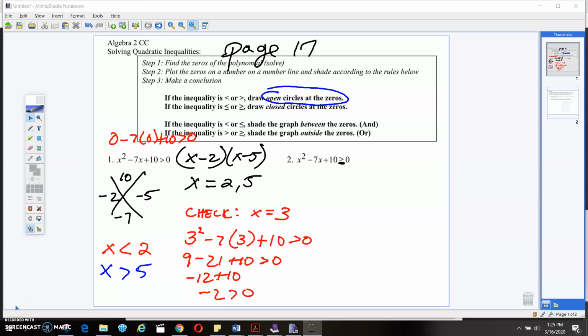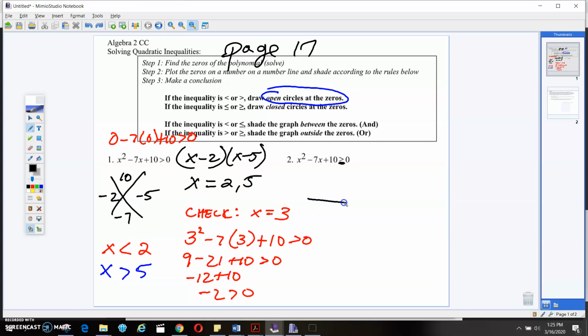Right, so this is where I left off. The last video was on solving, but this video is basically about how to graph it. It says plot the zeros on a number line, and shade accordingly to the rules below.